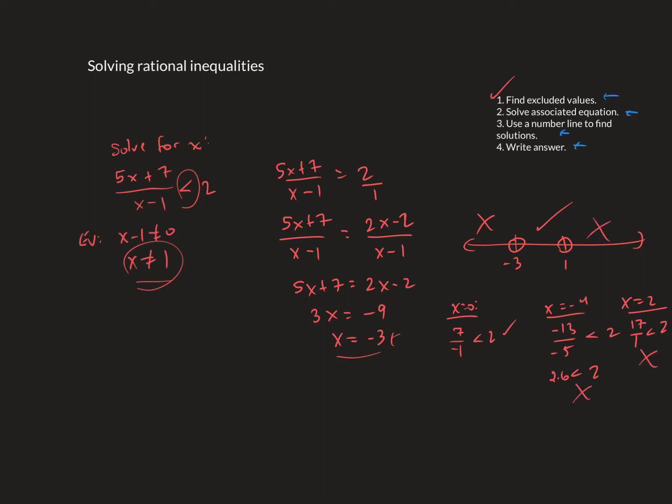So that means my solutions are this middle part, which I need to write my answer for. So I'm going to write x as an element of. Neither of those points were included, so I'm going to have open parentheses. And it goes from -3 to 1. So find your excluded values, solve your associated equation, put the excluded values and the solution on the number line, test your intervals, write your answer.